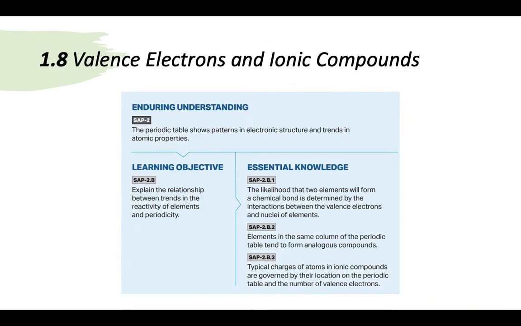Valence electrons and ionic compounds. You should understand that ionic compounds are formed by the transfer of electrons. These have to be a metal and a nonmetal. This would not be between 2 metals or 2 nonmetals. When we have 2 nonmetals, that will be a covalent or molecular compound, not an ionic compound. So you should be able to explain trends in reactivity. Why is fluorine more electronegative than chlorine when forming bonds with X, Y, or Z?